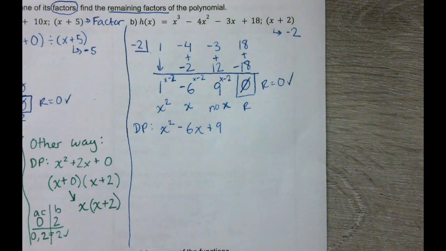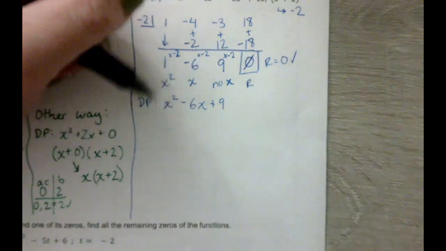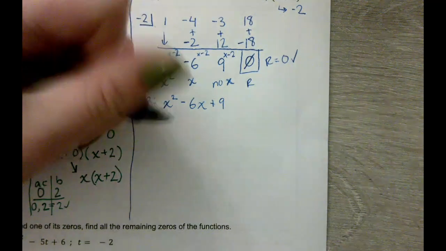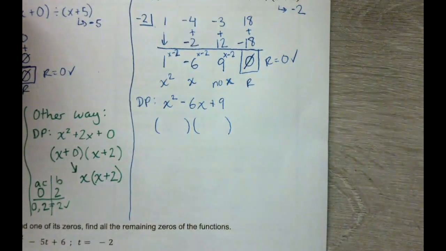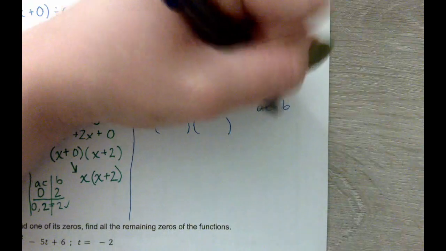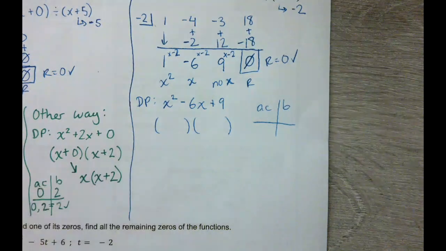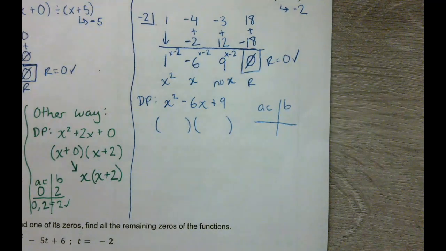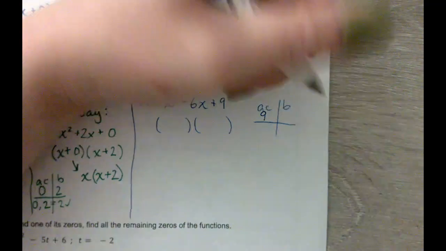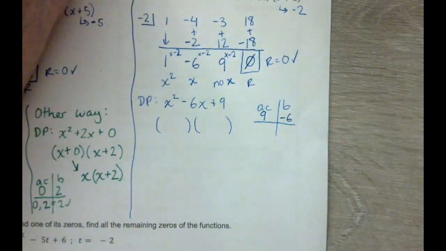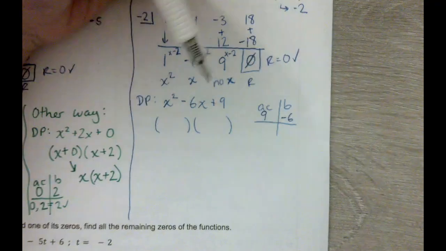From here, it's just an ACB chart problem. We do have just a 1 in front, which is the best case scenario. Not difficult to factor. So now we just find our factors. So we make our ACB chart. A is 1, C is 9, so this is just a 9. B is negative 6. So we need two numbers that multiply to give us 9 and add to give us negative 6.